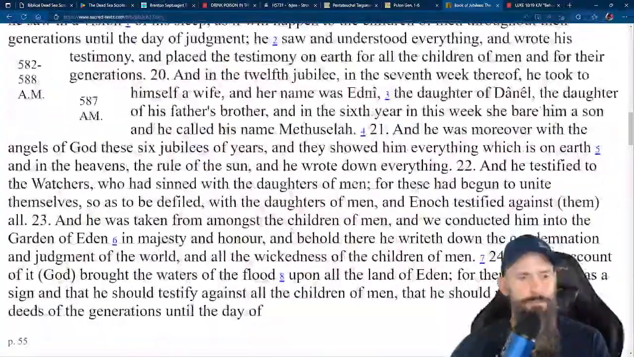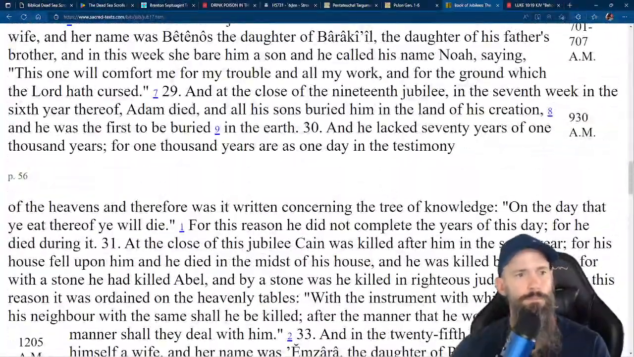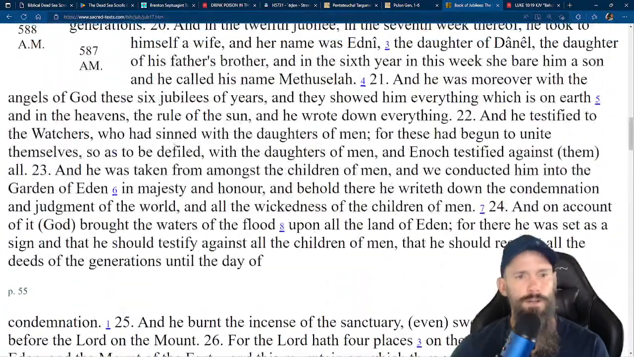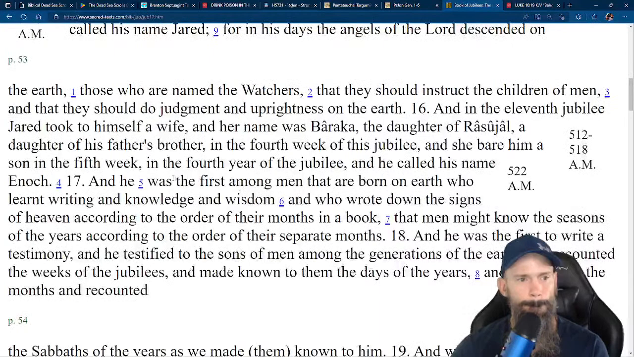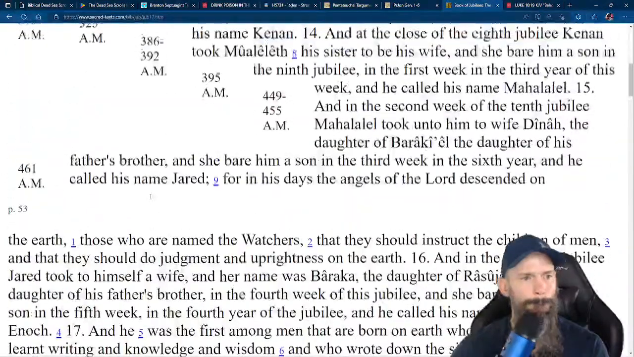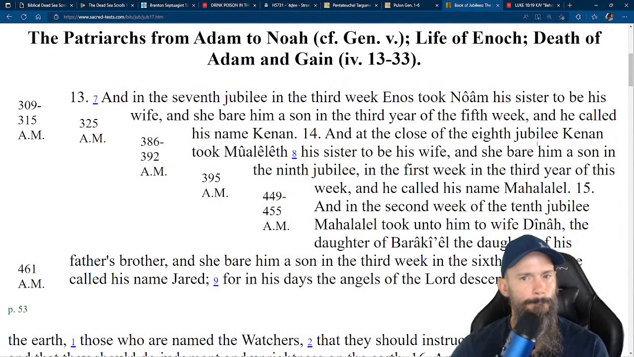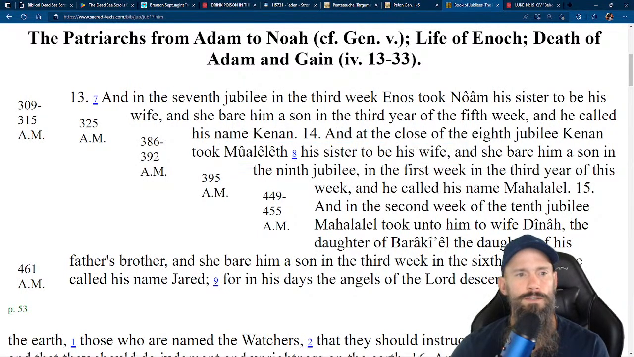Jubilees is an absolutely beautiful book. And where's it at? Canaan took Mahulaleth, his sister. See, all they had were sisters. Who else are they going to take?